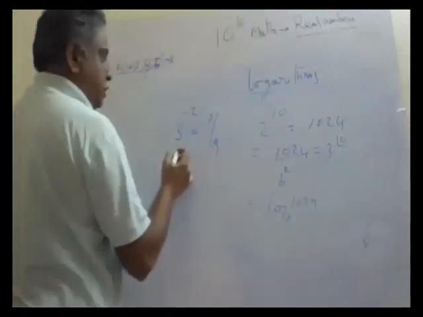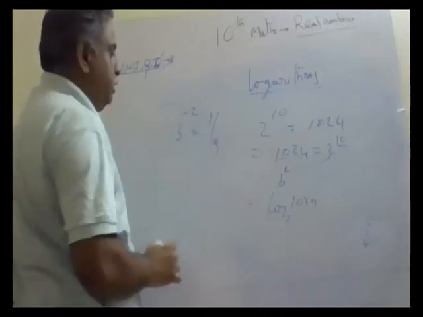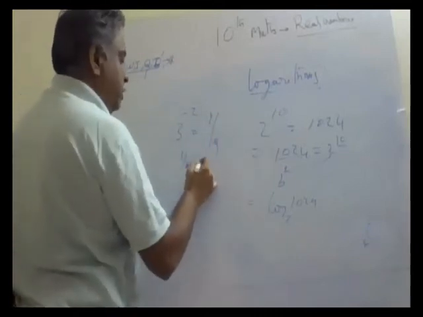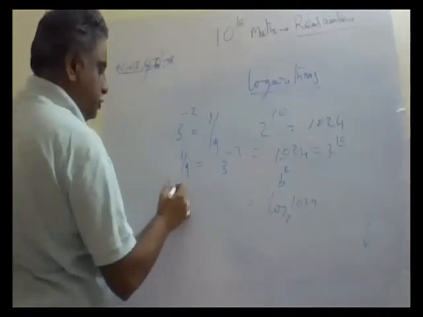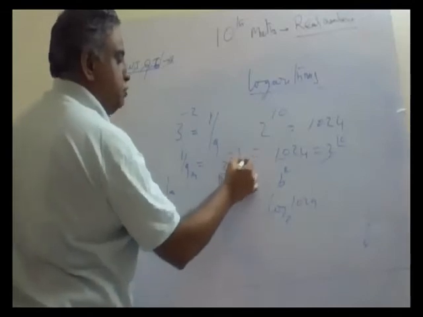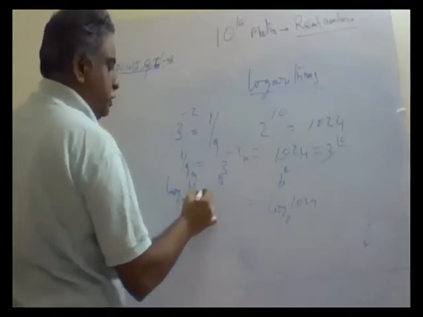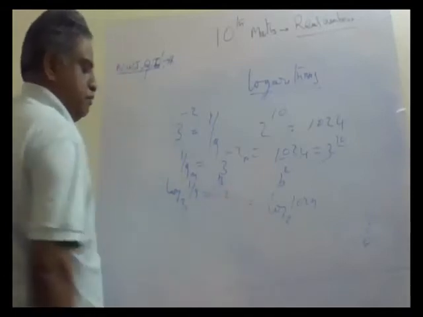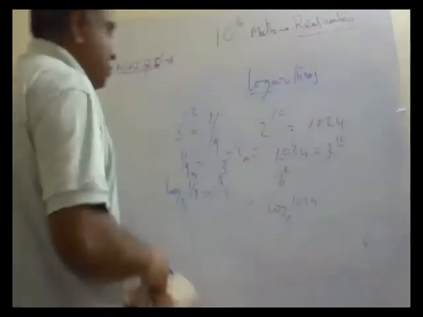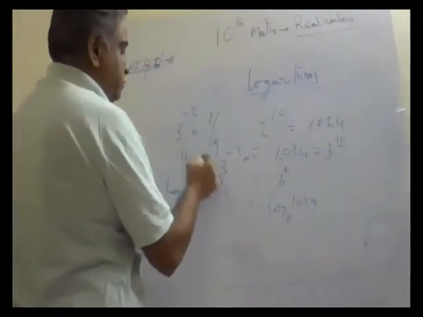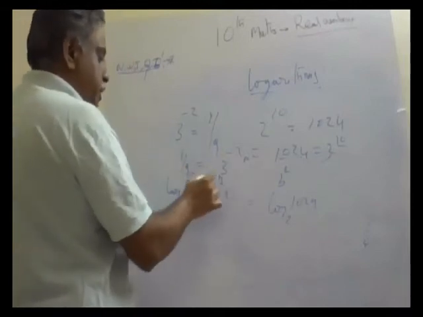Now we see this one. 3 to the power of minus 2 is equal to 1 by 9. So I'll write here 1 by 9 is equal to 3 to the power of minus 2. This is main, this is base, this is power. So log of 1 by 9 to base 3 is equal to minus 2. Okay, understood? So I'm taking the exponent to the other side, main to this side. So log of main to the base 3 is equal to power.